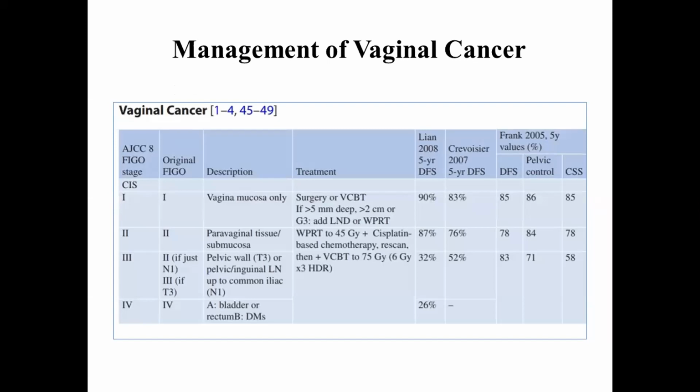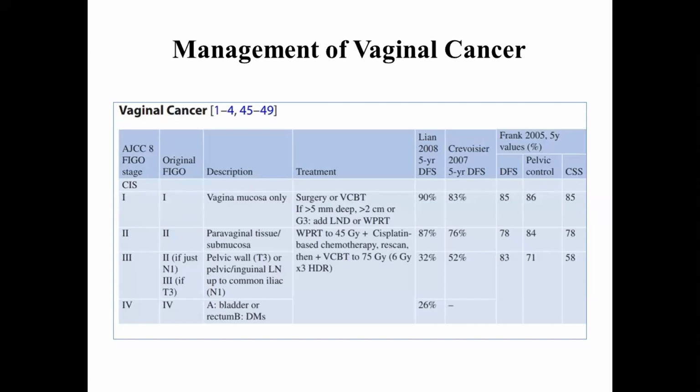Now, how will you manage a vaginal cancer? CA vagina also presents like a patient of CA cervix, with vaginal bleeding and ulcerative proliferative growth. Briefly describing the stage-wise management: for stage 1, where only the vaginal mucosa is involved, you treat with either surgery only or brachytherapy in the form of vaginal cylinder brachytherapy.